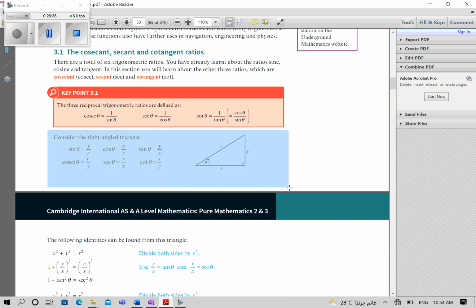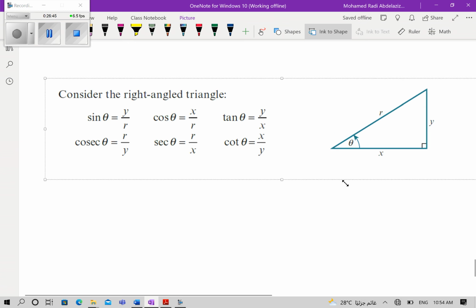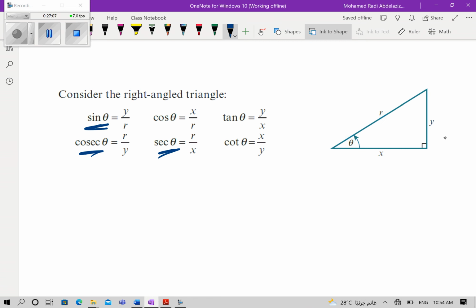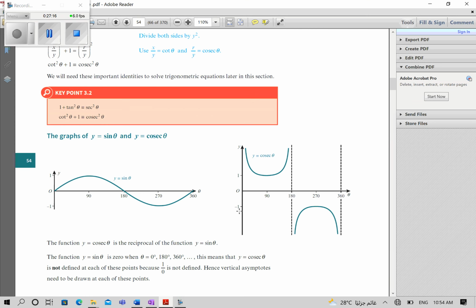Now, no need to memorize the reciprocals. When I ask you to get cotan, I know tan is opposite over adjacent, so cotan is adjacent over opposite, but no need to memorize this. I will memorize only the basic ratios, then get reciprocals. Sine is opposite over hypotenuse, so cosec is the reciprocal of sine. Sec is the reciprocal of cosine. Cotan is the reciprocal of tan. No need to memorize this part.